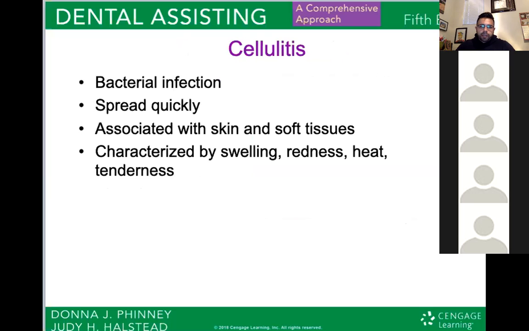Cellulitis is just a bacterial infection that can spread very quickly. It's usually associated with skin and soft tissues. It's characterized by swelling, redness, heat, and tenderness.